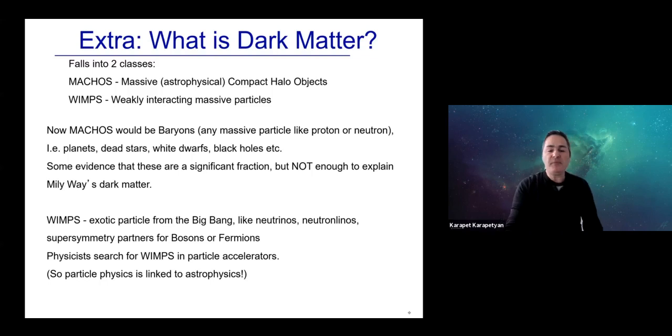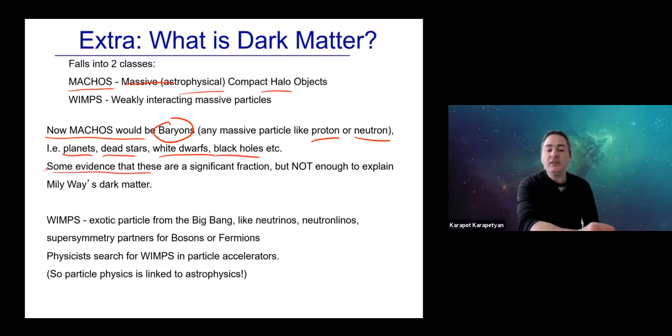There is a type of particle that we call baryons. For example, protons and neutrons are called baryons. So we can say that MACHOs, massive astrophysical compact halo objects, would be baryons, like planets, dead stars, white dwarfs, black holes, and so on and so forth. There is some evidence that these are a significant fraction, but not enough to explain the Milky Way's dark matter.